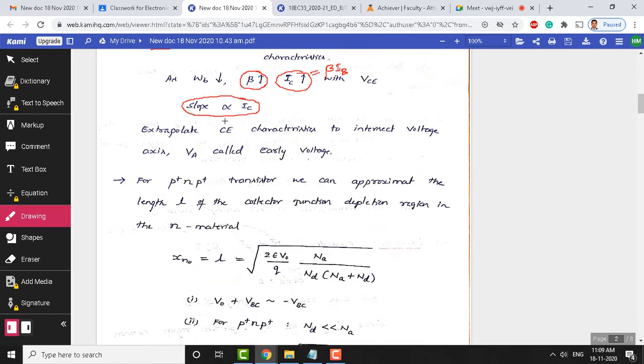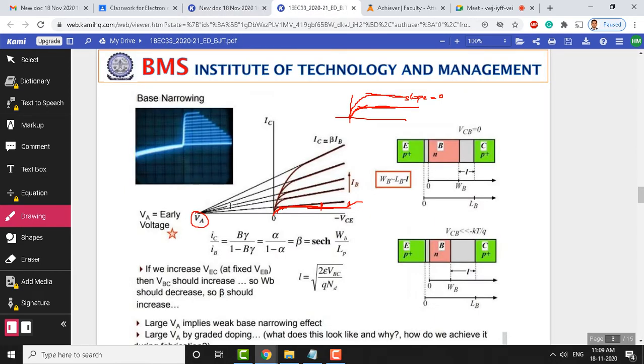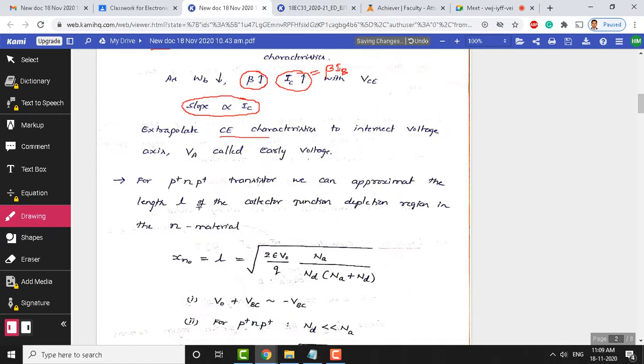I hope you understood this, how the slope is proportional to the collector current here. So, when we extrapolate all common emitter characteristics, that is what you have seen here, extrapolating all common emitter characteristics to one particular point, it gives you the voltage that is called the early voltage here.